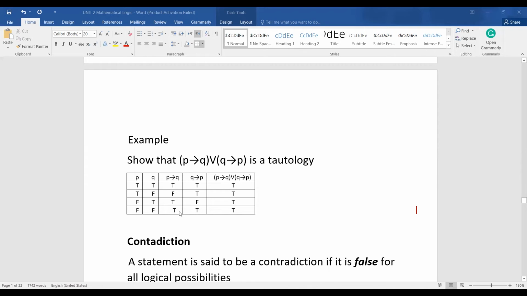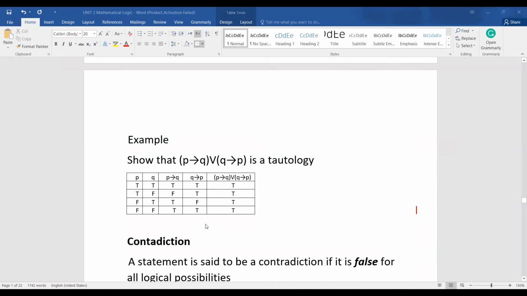Now we solve the truth table for if P then Q. Next we have Q if P, where we first see Q and then P. If true, then true gives a true statement. If false, then true gives again a true statement. If true, then false gives a false statement. And if false, then false gives a false statement. Similar to what we did here, but the opposite. We're starting with Q and then P.